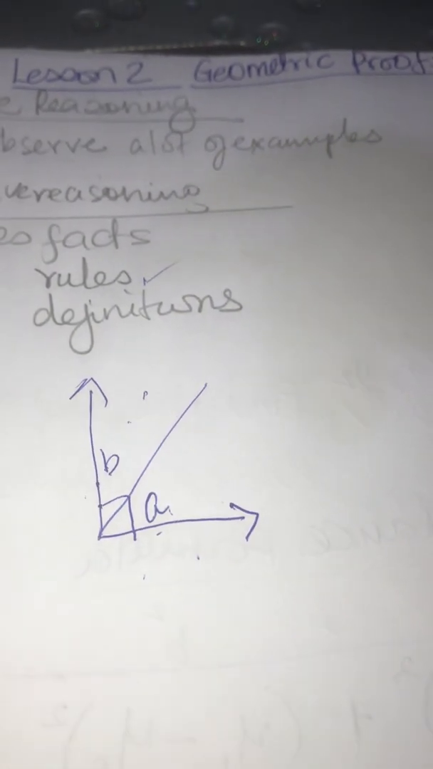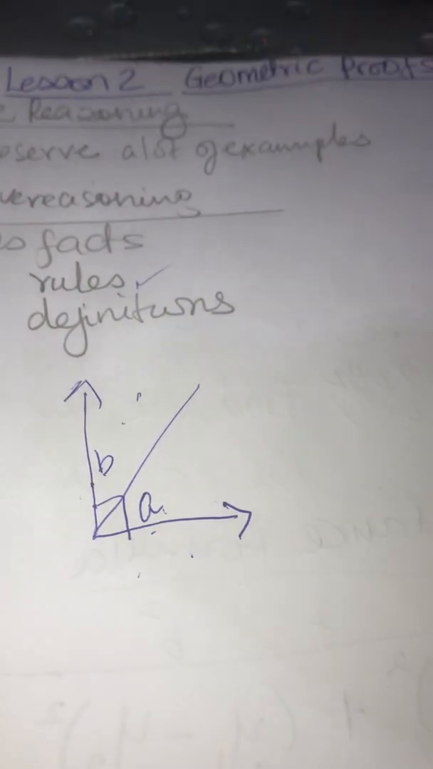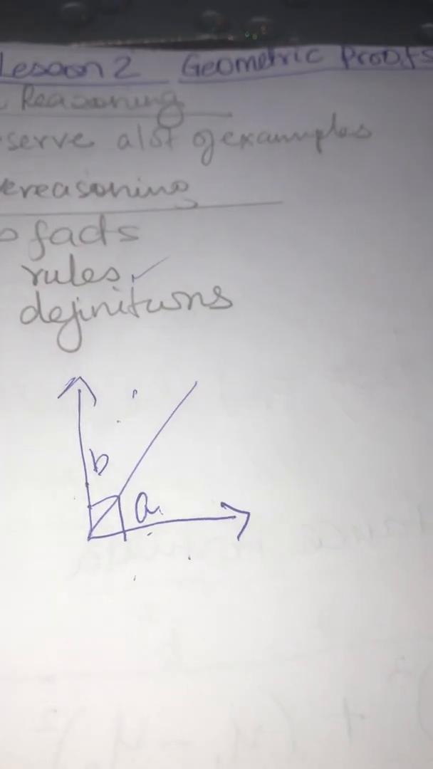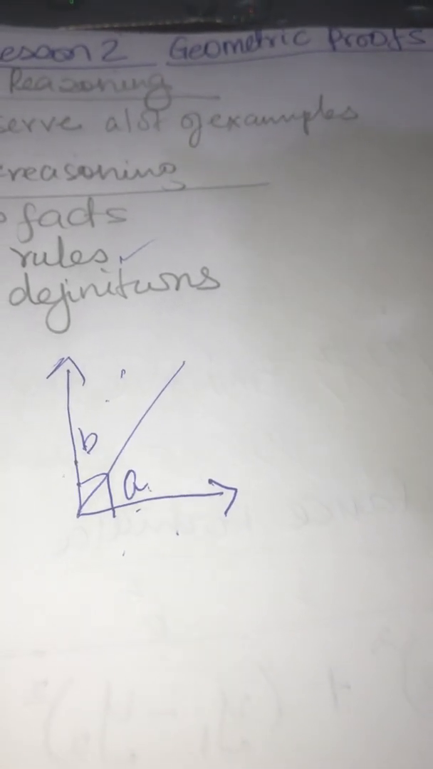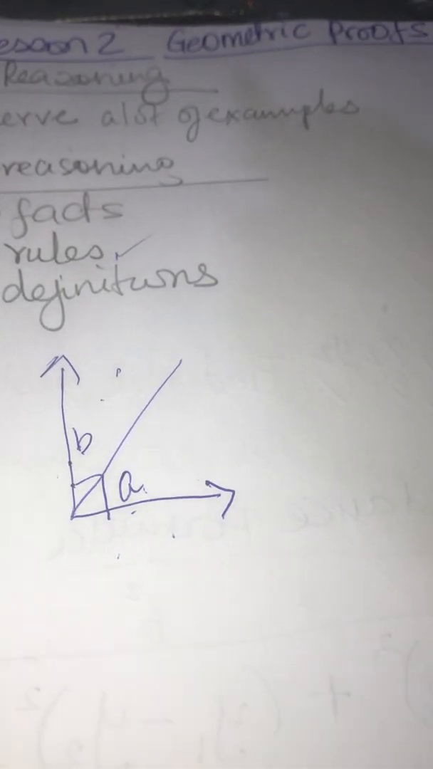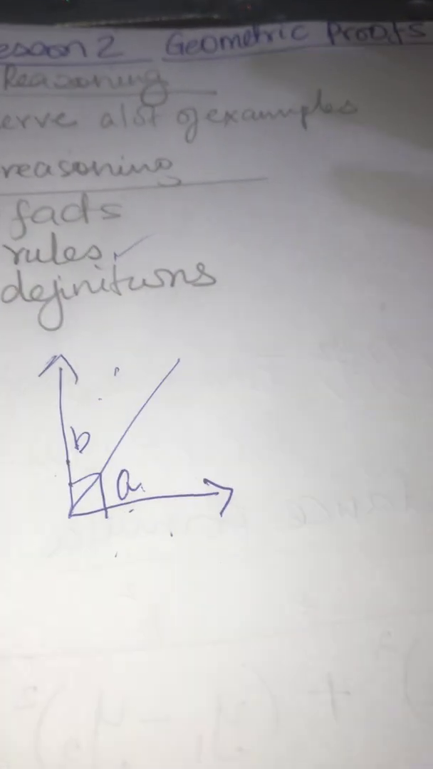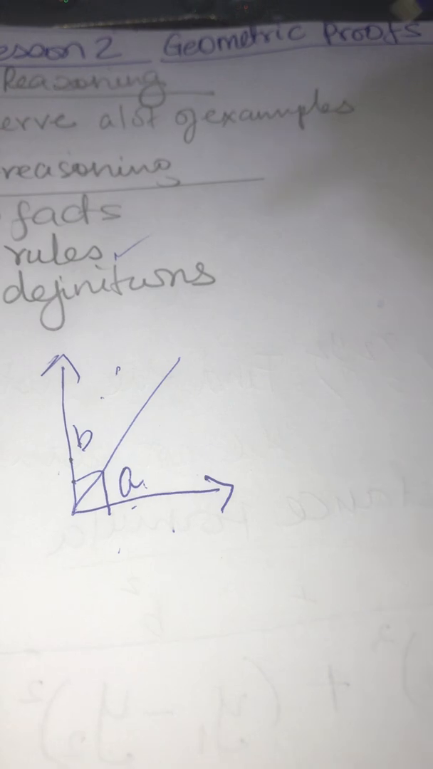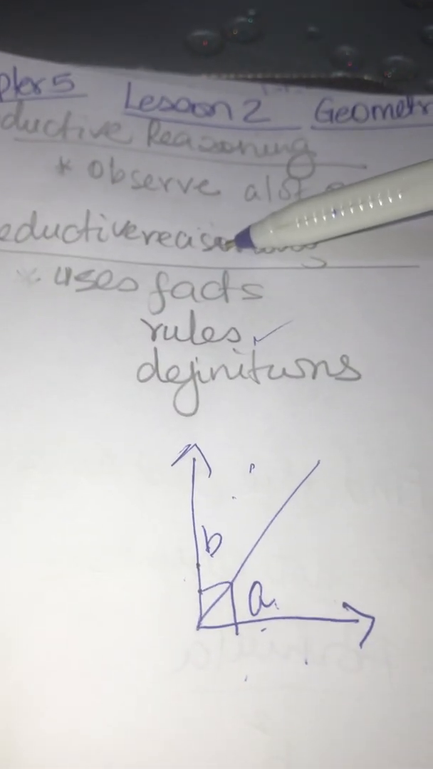Complementary angles have to add up to 90 degrees. Supplementary angles add up to 180 degrees. An equilateral triangle has all 60-degree angles inside and all the sides are the same. So these are rules. When I use that information, then I'm doing deductive reasoning.